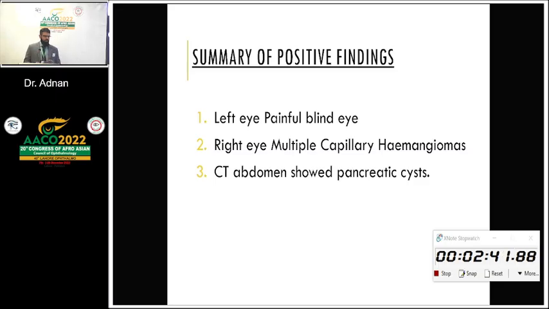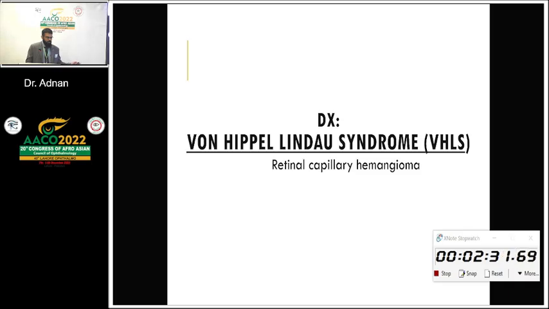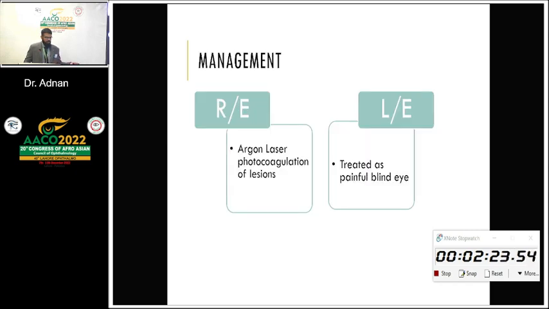So the summary of my patient: the left eye was a painful blind eye, with the right eye having multiple capillary hemangiomas. CT scan abdomen shows pancreatic cysts. So our diagnosis was von Hippel-Lindau syndrome, and in the eye there was a retinal capillary hemangioma.